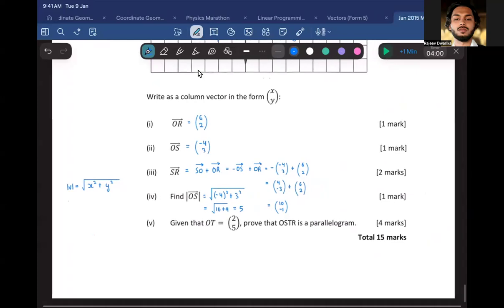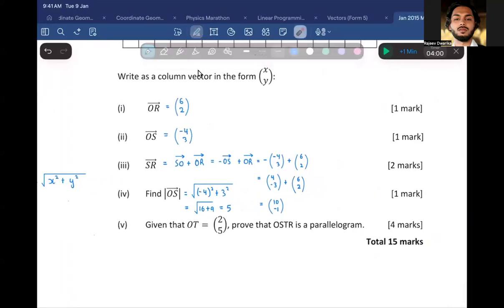Easy, right? Ollie just scored. Let me see how many marks Ollie scored. Easy marks, 2, 4, 5. Ollie just scored 5 marks.